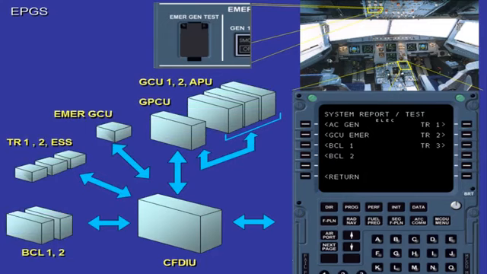The GPCU is the interface between the GCUs and the CFDIU for test purposes and fault reporting on the MCDUs. Both the BCLs and the emergency GCU communicate with the CFDIU for the same purposes. The TRs are connected to the CFDIU so that they can be reset via the MCDU.